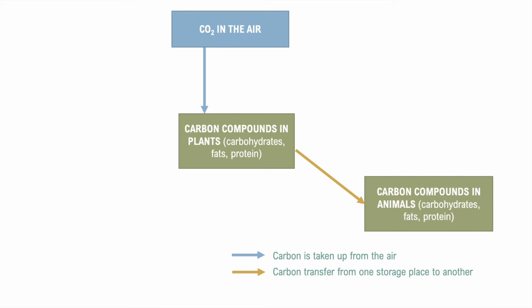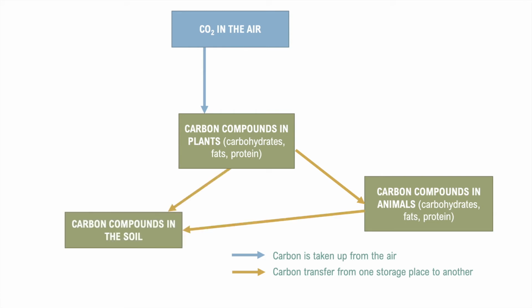Now, the blue arrow represents photosynthesis, and in this case, the yellow arrow represents animals eating plants. But plants and animals can also die, and when they die, their body is on the ground, and bacteria and fungi, which are also called reducers or decomposers, they can take the carbon molecules and break it down.